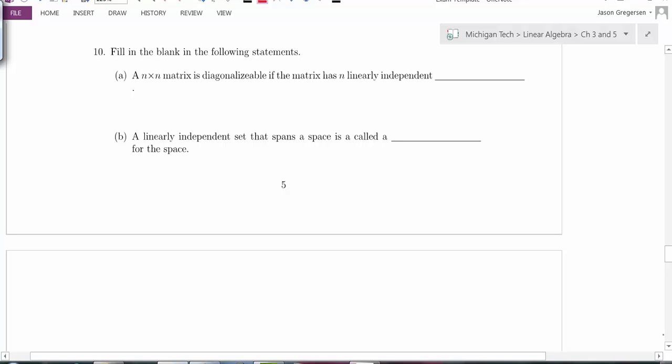Now let's look at number 10. Part A says an n by n matrix is diagonalizable if the matrix has n linearly independent, and the answer here is eigenvectors.